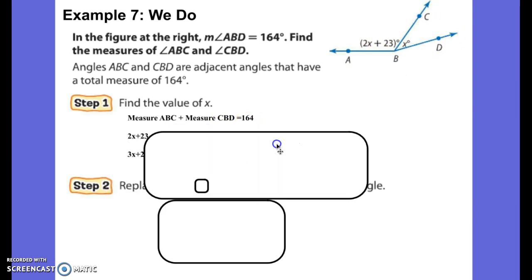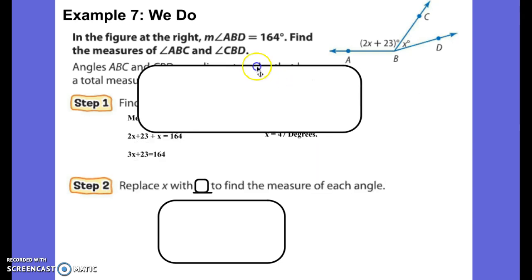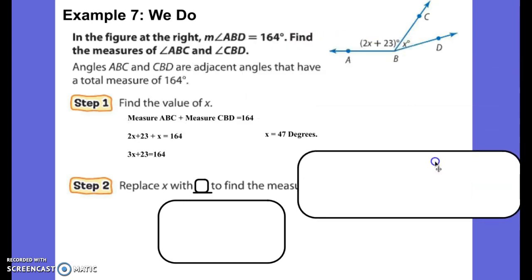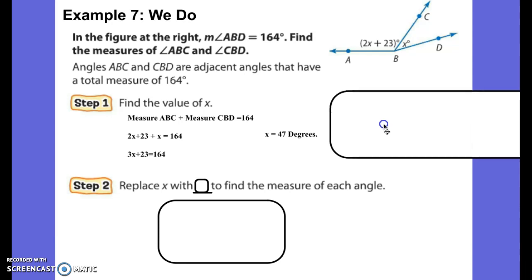So your equation should look like 2x + 23 + x = 164. Then you're going to combine those terms, so you have 3x + 23 = 164. And then, as you've already seen, x should equal 47. So you're combining like terms, solving that two-step equation, and then you can find what x is equal to.